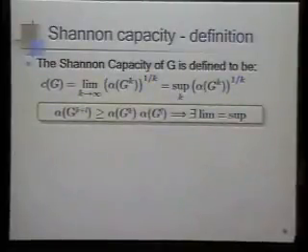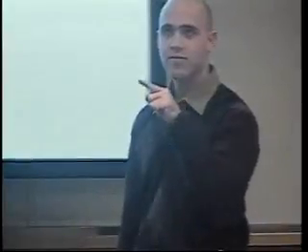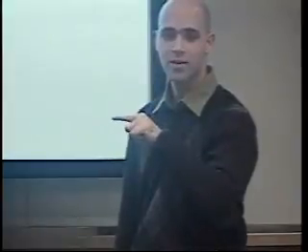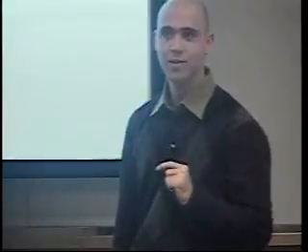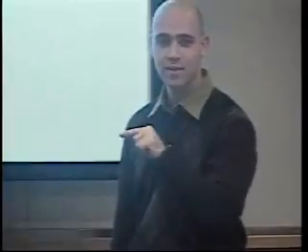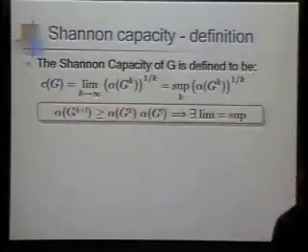You have supermultiplicativity, and then there's Fekete's lemma. Fekete is the father of my great-grandfather, academic grandfather. So he's the grandfather of Noga, who's my advisor, a long time ago. So this shows that the limit exists and equals the supremum.